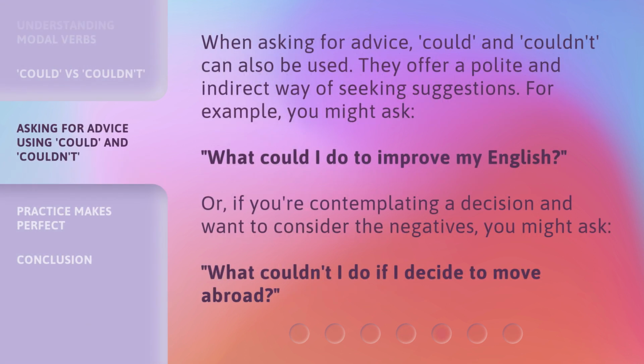When asking for advice, could and couldn't can also be used. They offer a polite and indirect way of seeking suggestions. For example, you might ask, "What could I do to improve my English?" Or, if you're contemplating a decision and want to consider the negatives, you might ask, "What couldn't I do if I decide to move abroad?"